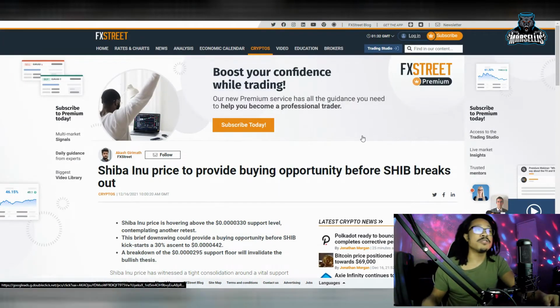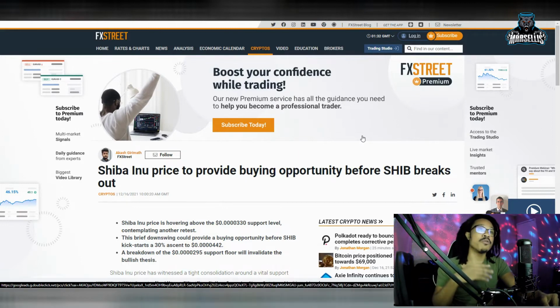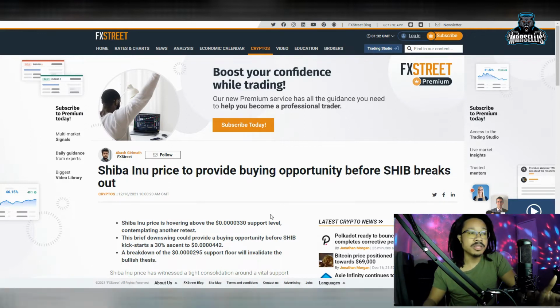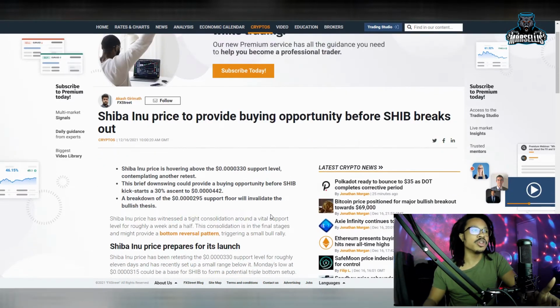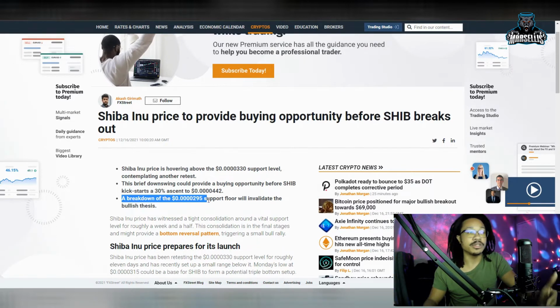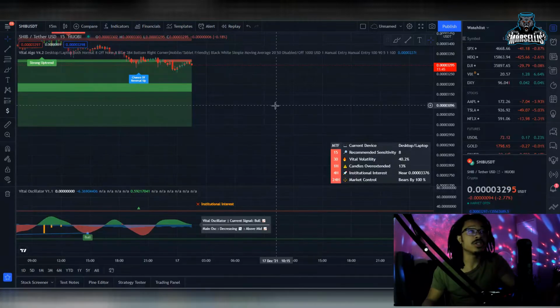Shiba Inu price to provide a buying opportunity before Shiba breaks out. So they're saying that there's going to be a buying opportunity, and what that means is that it's probably going to dip a little bit more. They're saying a breakdown of the 0.0000295 area support will invalidate this bullish thesis. And that's pretty much what they said previously. We can't go below 29, but we may see a buying opportunity going down to the 30 area.